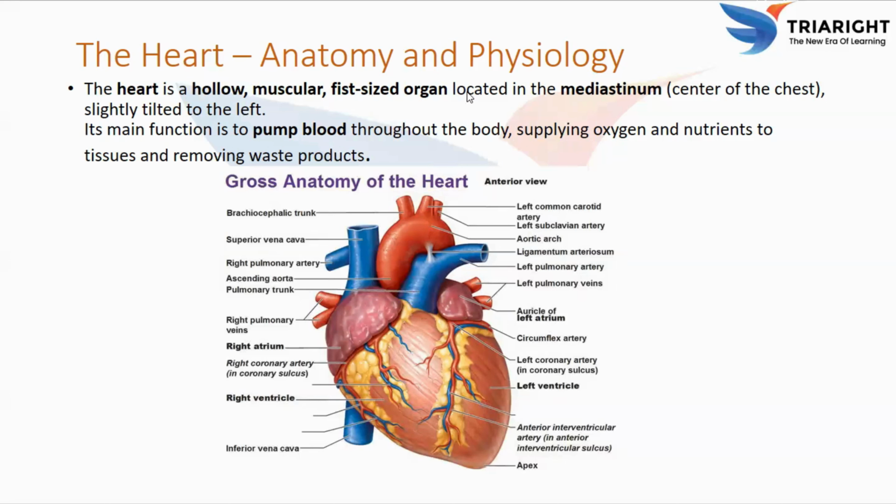A simple way to remember the function of the heart is that the structures which are blue in color carry the deoxygenated blood, coming from the body to the heart, then pumped to the lungs. The structures which are red in color carry the oxygenated blood, coming from the lungs, then pumped to the body.